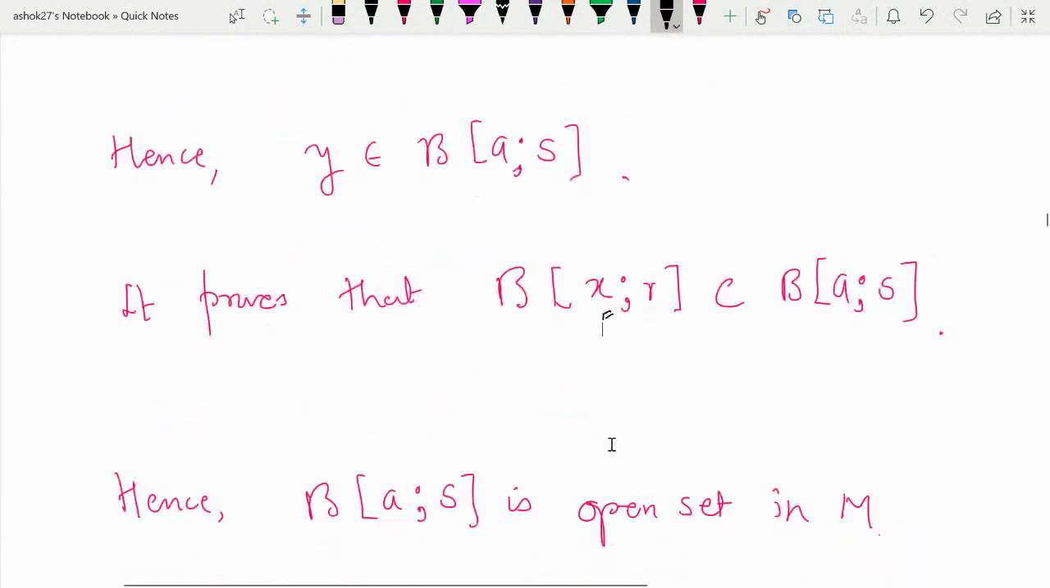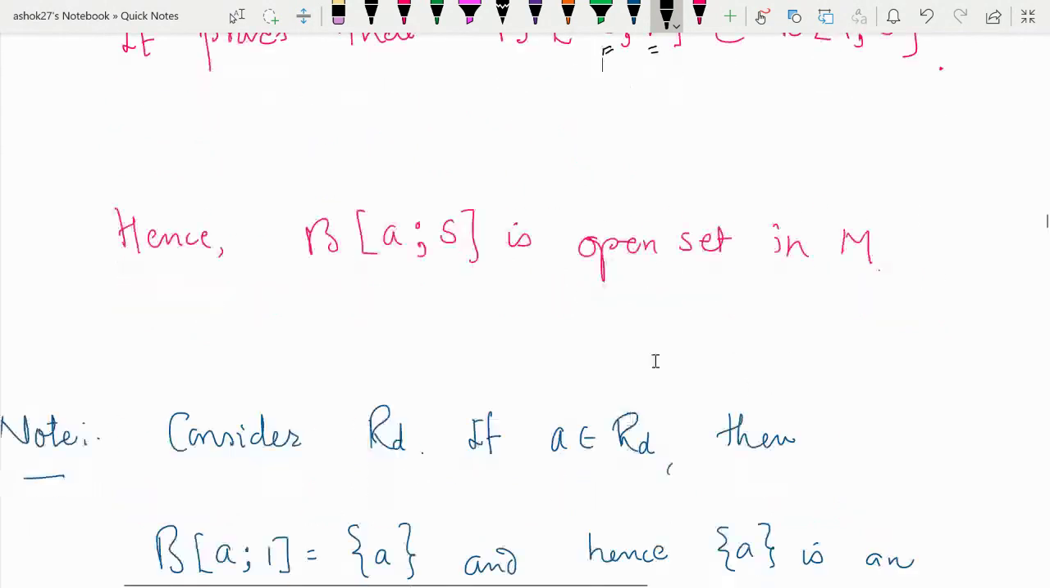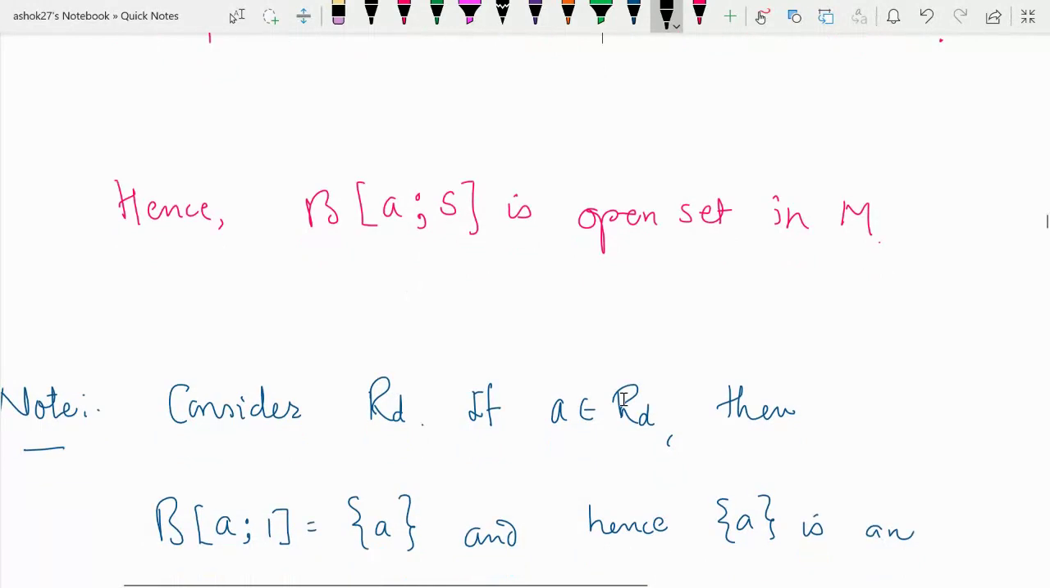So it implies that this open ball about x with radius r is totally contained in the open ball about a with radius s. It means that if x is an element of the open ball about a with radius s, then there exists a real number r such that if we draw the open ball about x, the resulting open ball is totally contained in this original open ball. So that implies the open ball about a with radius s is an open set in M. So this is the solution of this problem.